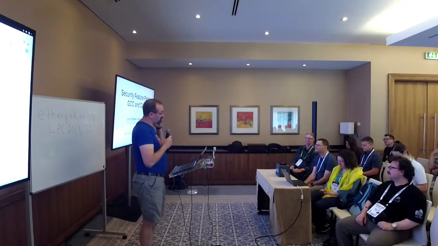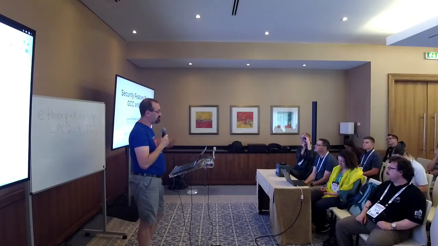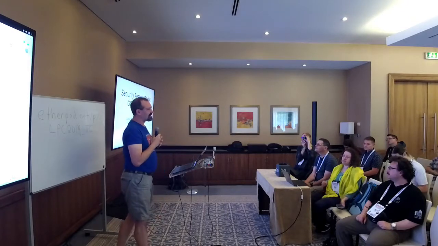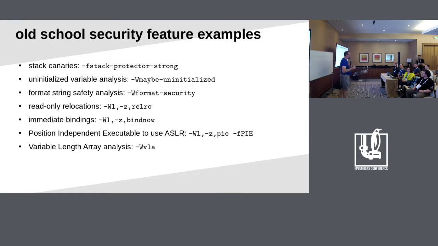Hi, I'm Kees. This was just an idea about trying to call attention to some of the security features and security flaw mitigation work that's in various compiler toolchains now. There's a lot of work happening, especially on the Clang side, to get things up to speed for building the Linux kernel, and it's good. But I wanted to try to call attention and raise the priority of some general security features. Looking back at old school security feature examples, stack canaries, uninitialized variables and format strings should be pretty familiar at this point. These are well supported, although we do occasionally see bugs in various pieces of it, but these are the things we're done with on the toolchain side.